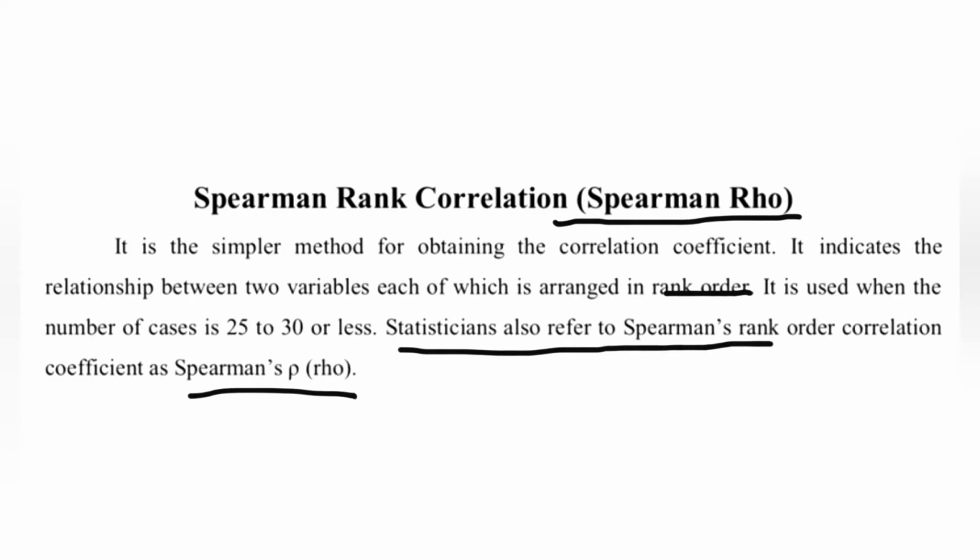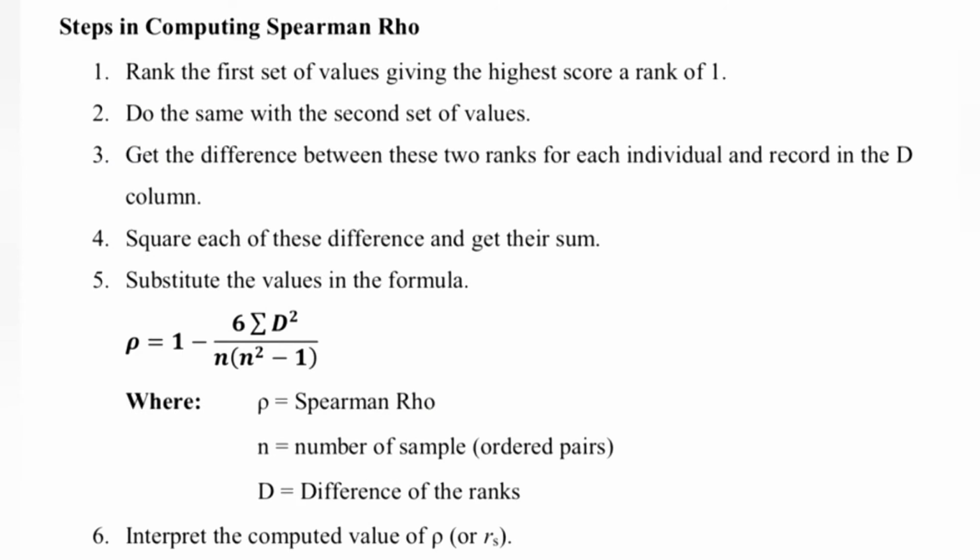So dahil na-define na natin siya, okay, paano ba ito kinukuha? So this is the steps in computing Spearman Rho. First, rank the first set of values giving the highest score of rank of 1. For example, ang ating set of data ay 1, 2, 3, 4, 5. Therefore, yung 5 yung highest score, siya yung ating pang first. Okay? Sa ranking, siya yung first.